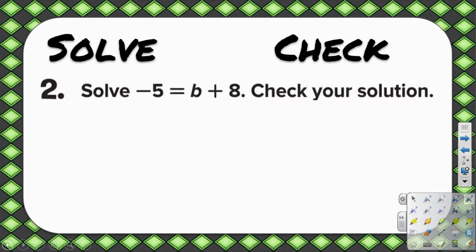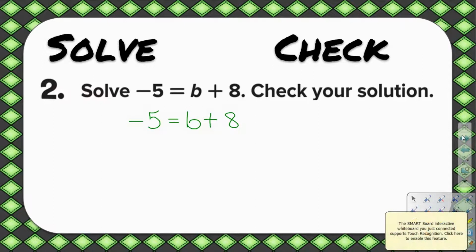Okay, going on to example 2. On this one, we're going to again start with rewriting the equation. Negative 5 equals b plus 8. Okay, so where is our variable on this one? The variable is on the right side of the equation, which is totally fine. And in this case, on the right side, we have b plus 8. So what we want to get rid of is the 8. We have plus 8, so we're going to subtract 8 from both sides.